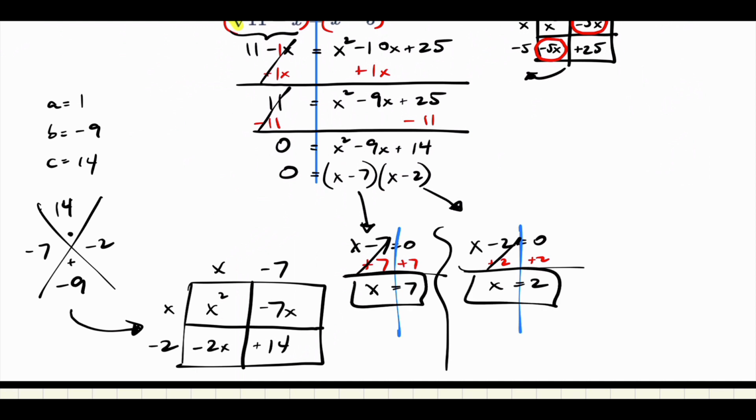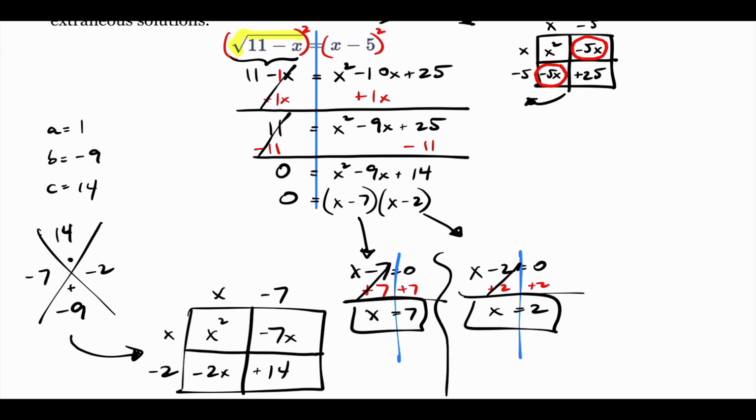So I get two answers. Positive 7 and positive 2. I'll give you a hint. With step 4, one of them will not work. How do you know which one won't work? Well, you got to plug it back in. Okay? So I'm going to plug my answers in here and see if they both equal the same thing.